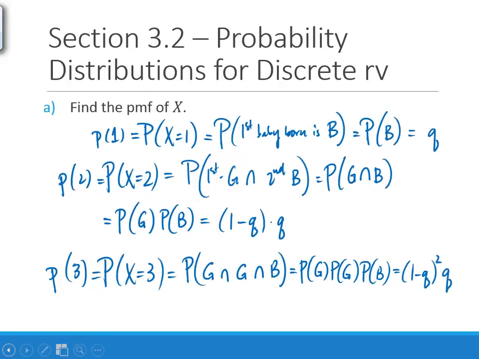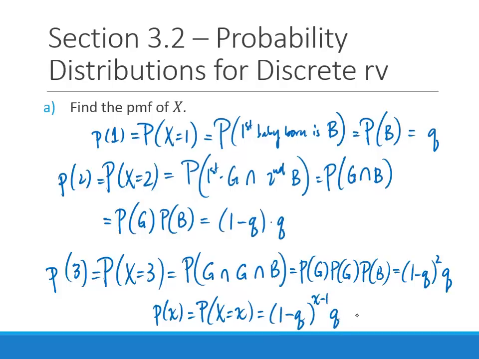Can anybody pick out a pattern here so we don't have to write down any more of these things? For a generic number x, what's the probability that X equals x? 1 minus Q to the x minus 1, exactly right. So (1 minus Q) to the x minus 1 times Q. If capital X equals little x, so that the first boy baby comes on the xth birth, that means I need the first x minus 1 births to be all girls, and then the last one to be a boy. Those are independent, so we just multiply that together, x minus 1 times, and then tack on a Q for the last baby born being a male.